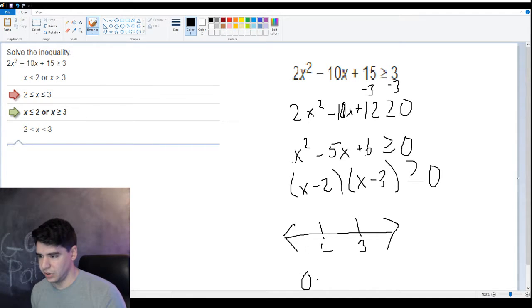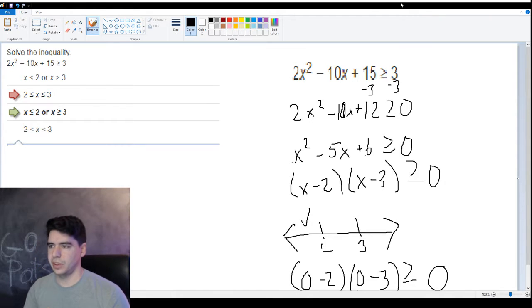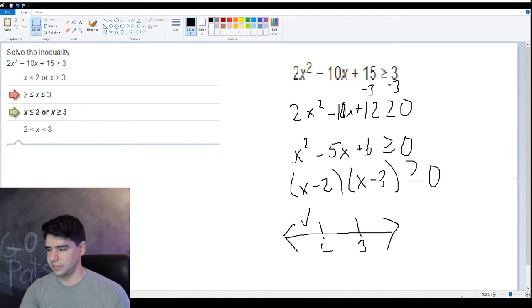Alright, so let's see. 0 minus 2 times 0 minus 3 is greater than or equal to 0. This is negative 2 times negative 3, which gives me positive 6. Is that greater than or equal to 0? Yes, it is. Positive 6 is greater. So this section is good. I'm trying to make a check mark. That was my first test. That section is good. I like the section where x is less than 2.